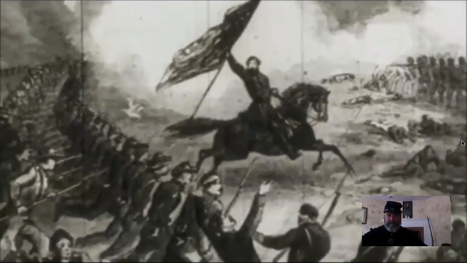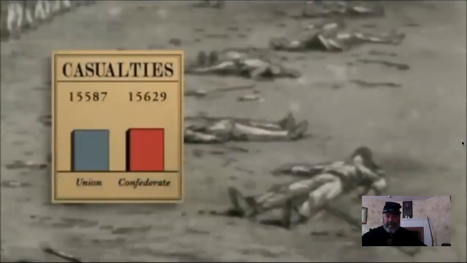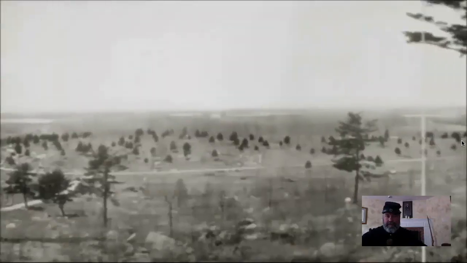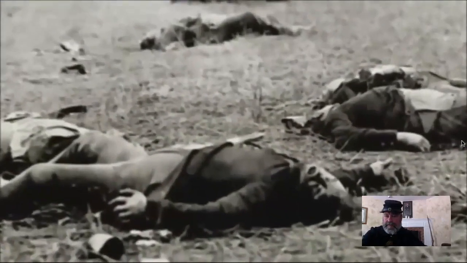Lee's defeated army retreats south the next day. Never again will the Confederates threaten the North. Four months later, Abraham Lincoln comes to Gettysburg to help dedicate the cemetery built to hold those who died in the battle. In his two-minute address, he honors those who gave the last full measure of devotion that government of the people, by the people, for the people, shall not perish from the earth.